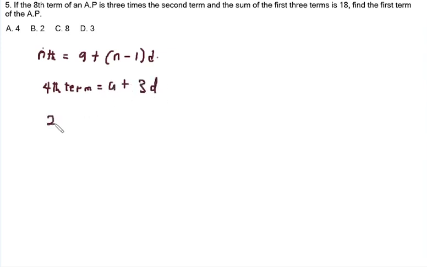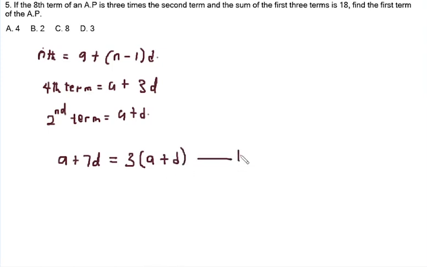Or if I'm looking for the second term, my second term would be equal to a plus d. This is the logic that you're going to use to solve this problem. Now this problem consists of 2 equations. The first is: the eighth term of an AP is 3 times the second term. The eighth term of an AP is simply a plus 7d, and they are saying that it is equal to 3 times the second term. The second term is a plus d. So we already have one equation.